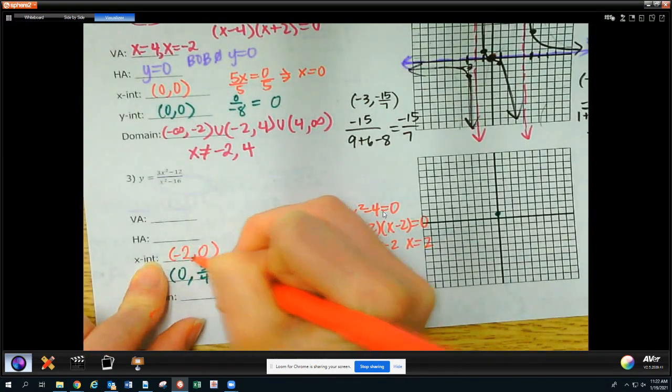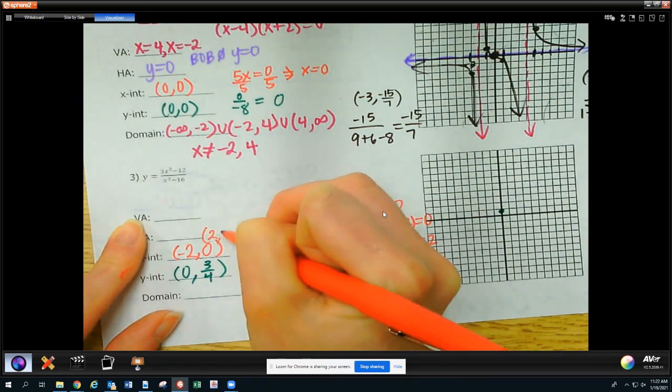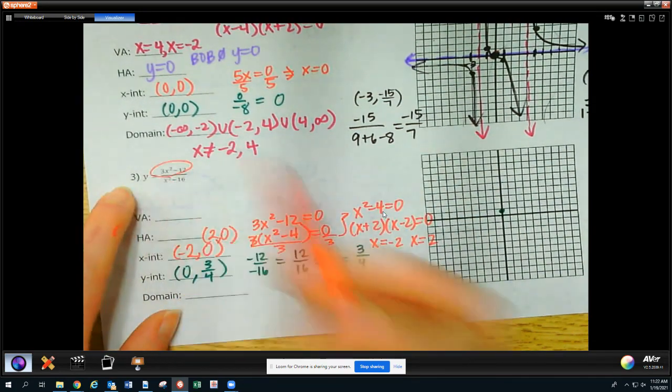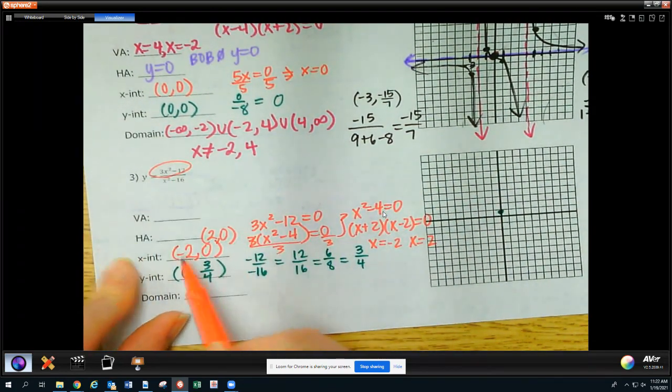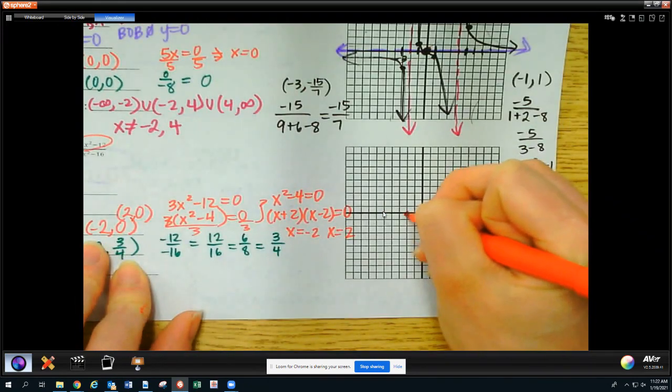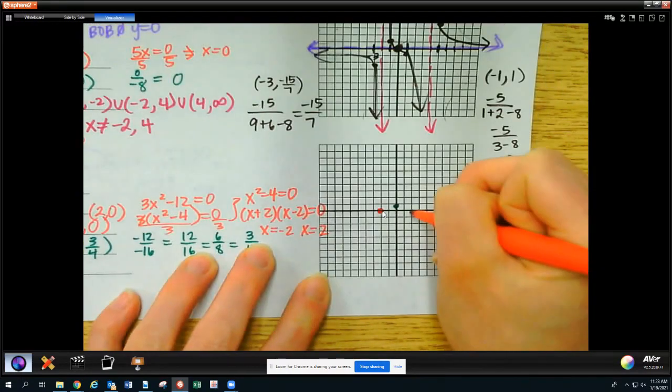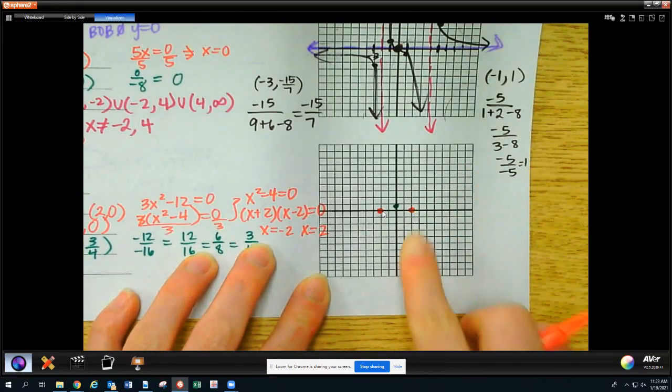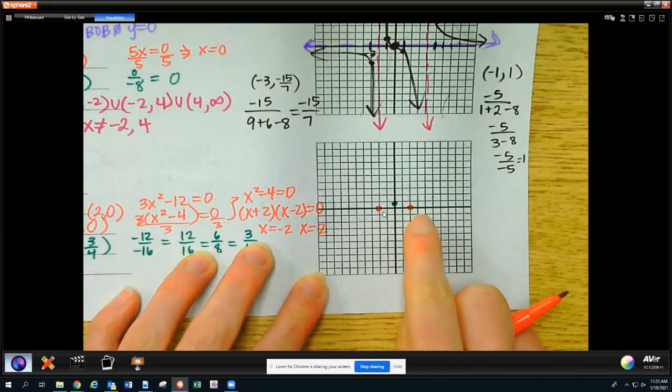Okay, so this is an example where we have 2 x-intercepts, which happens anytime you have a quadratic on top. And so I'm going to plot them both. One at -2, one at +2. So my 2 x-intercepts.